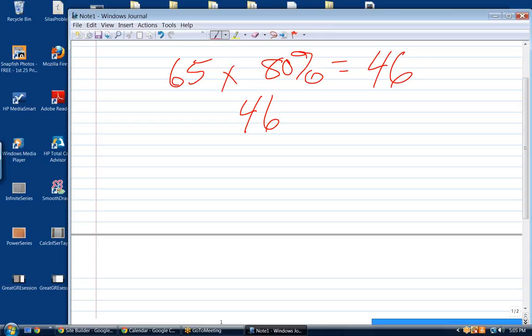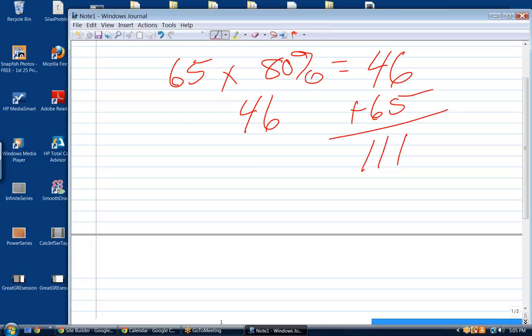Okay. But their problem said what? Increase 65 by 80%. So what is my result? The wrong answer. So what do I need to do? I'm not sure. I need to add 46 to 65. In other words, when you say increase something by a certain amount, if I said increase 10 by 20%, you would take 20% of 10, which is 2, and you would add it to 10.